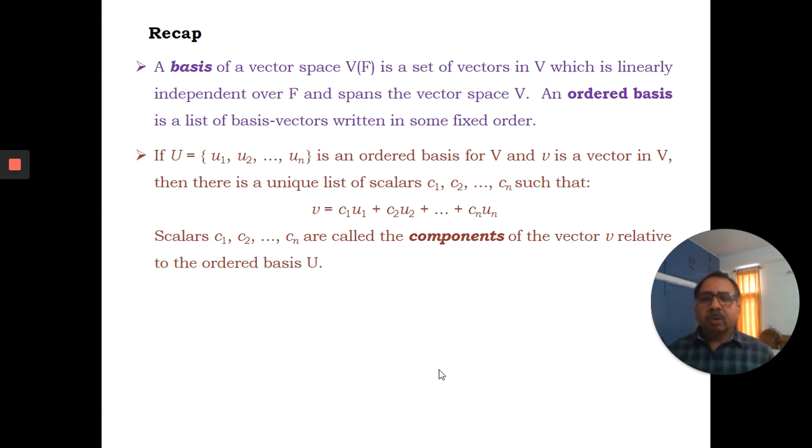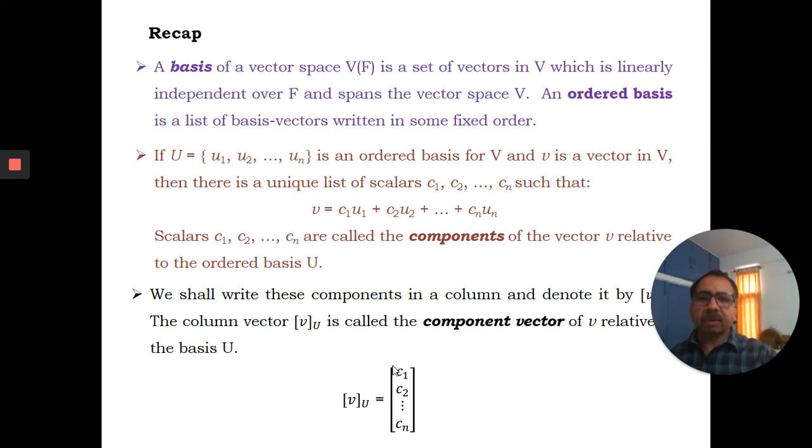Suppose U equal to {U1, U2, ..., Un} is an ordered basis for V and V is a vector in V. Then there is a unique list of scalars C1, C2, ..., Cn such that V can be written as a linear combination of these vectors with these scalars: C1 U1 + C2 U2 + etc. The scalars C1, C2, ..., Cn are called components of the vector V relative to the ordered basis U. Sometimes we shall call them the coordinates of V and sometimes the components of V. These are the same things.